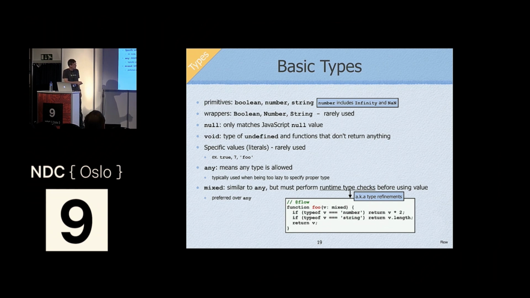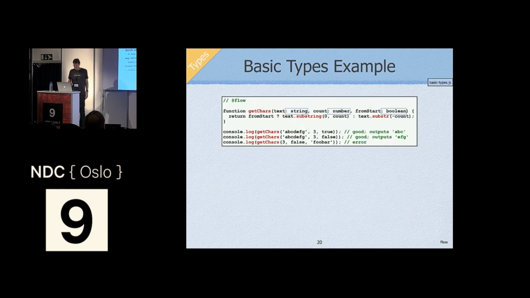I have this function foo that takes parameter v, and its type is mixed. And I want to maybe multiply it by 2, or maybe get the length of it, but I can only multiply it by 2 if it's a number. And so I have to check for that, check the type. And I only want to return the length if it's a string. If it's anything else, I'll just return it. So if I don't do those if checks, I will get an error from Flow, because it requires me to do that, what they call type refinement, if the type is mixed.